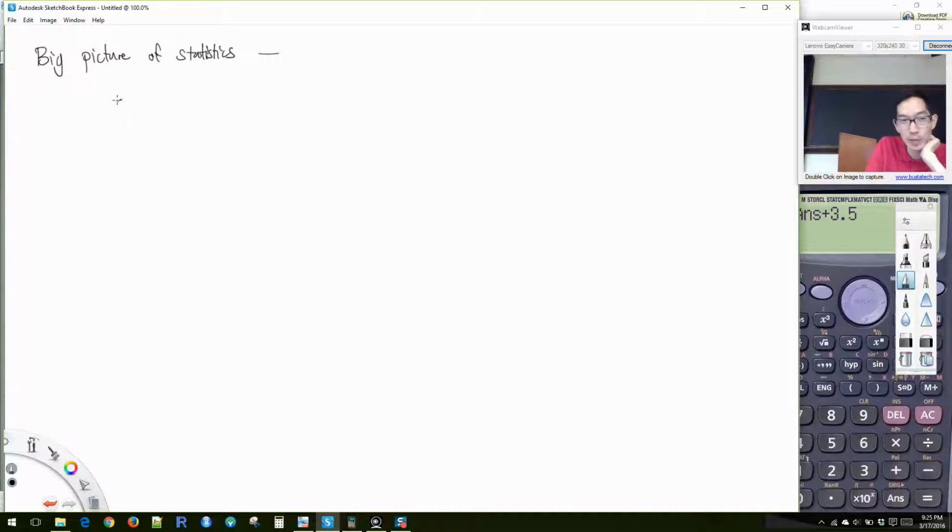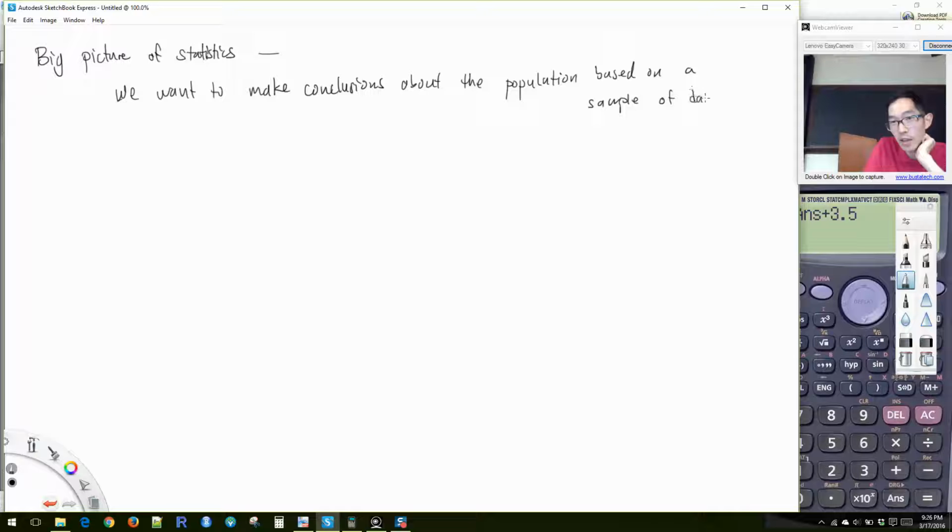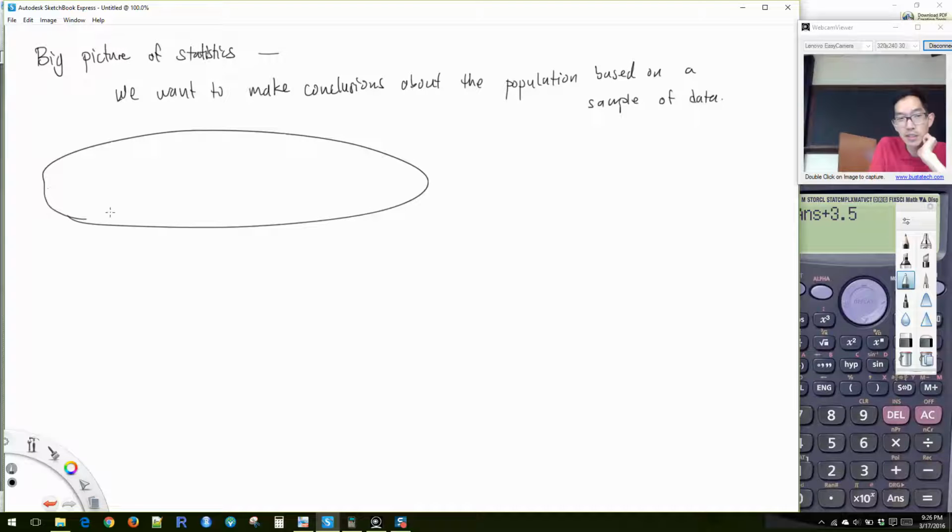All right. So essentially, we want to make conclusions about the population based on a sample of data. Okay, so here's our picture, here's the population. Why can't we study the population? It's too big.